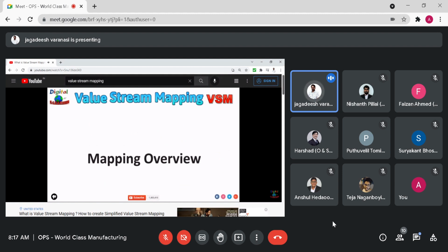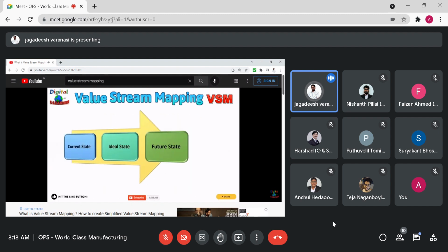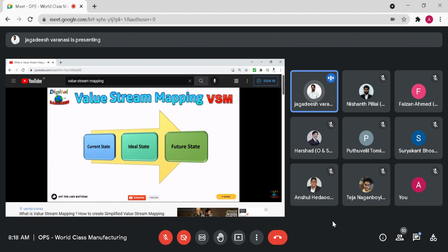So let's have a quick mapping overview here. Mapping exercise has different phases. The first phase is to map the current state, that is documenting both the task and the flow of information and material from start to finish. Documenting the flow is important because you want to understand if there are waiting time or idle time in between the process or not. The current state should be the process that it is happening today and not what it is thought to be happening.